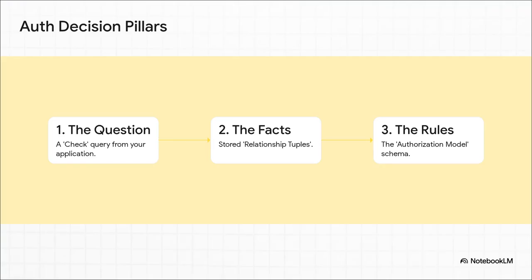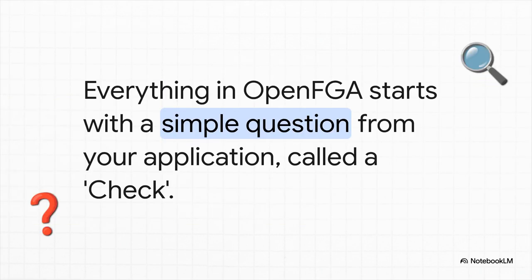So how does this whole thing work? It's really just 3 simple pillars. First, your application asks a question. To answer that question, OpenFGA looks at the facts that it has stored. And to make sense of those facts, it uses a set of rules. Question, facts, and rules. That's it. That's the whole system. Let's start with pillar number 1, the question.